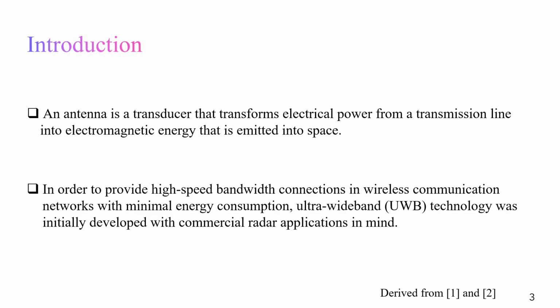We all have heard about antennas at some point in our engineering life. An antenna is a transducer that transforms electrical power from a transmission line into electromagnetic energy that is emitted into space. Ultra-wideband, that is UWB technology, was initially developed with commercial radar applications in mind, in order to provide high-speed bandwidth connections in wireless communication networks with minimal energy consumption.